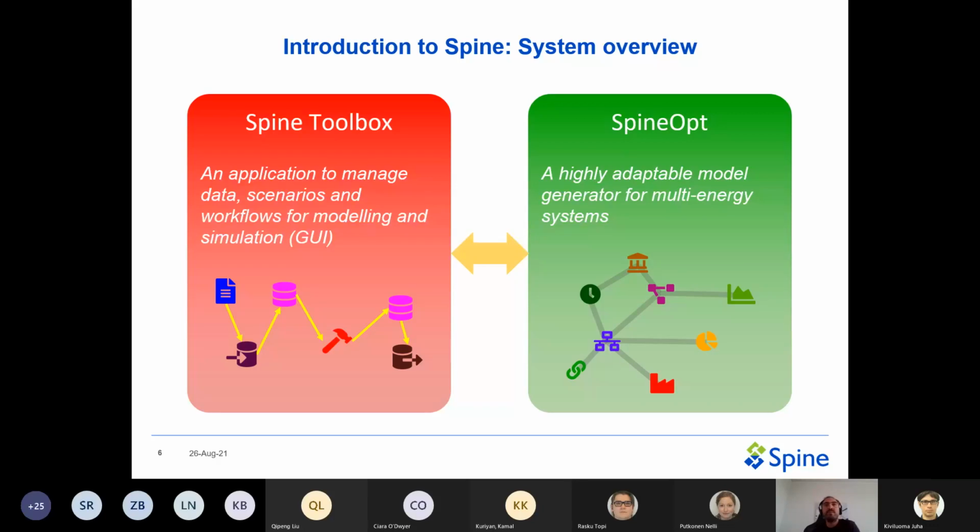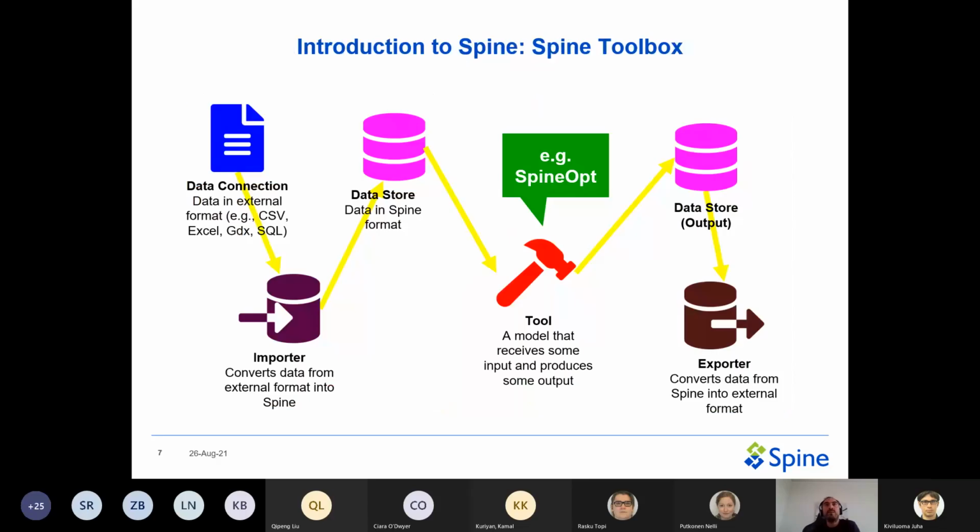So this is the basic setup. A little bit more detail in a Spine Toolbox. This is kind of the workflow that you would be building typically.